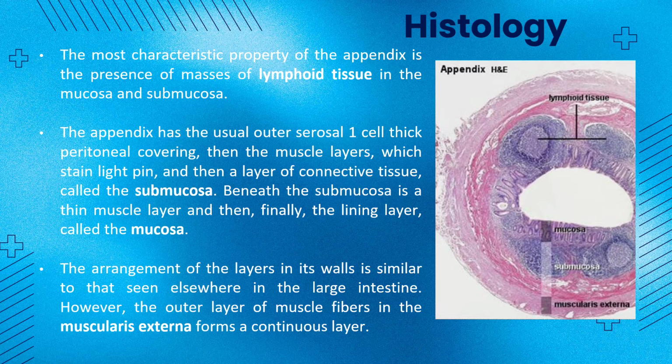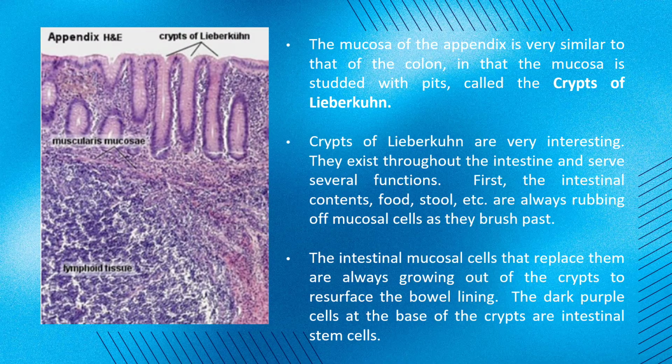The arrangement of the layers in its walls is similar to that seen elsewhere in the large intestine. However, the outer layer of muscle fibers in the muscularis externa forms a continuous layer. The mucosa of the appendix is very similar to that of the colon, in that the mucosa is studded with pits called the crypts of Lieberkühn. Crypts of Lieberkühn are very interesting.